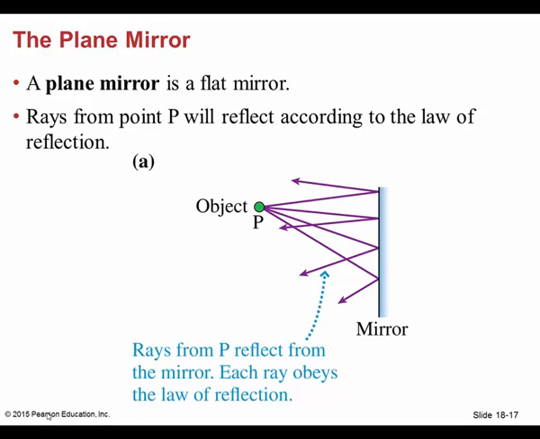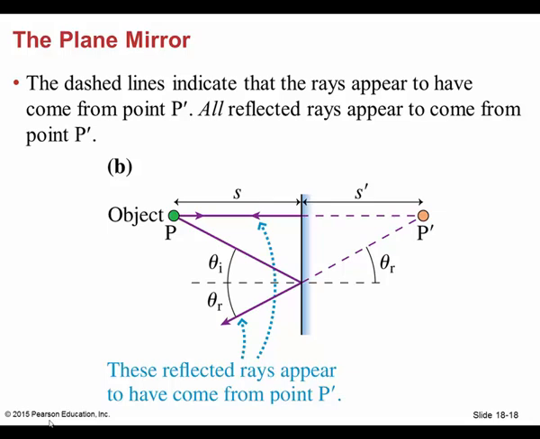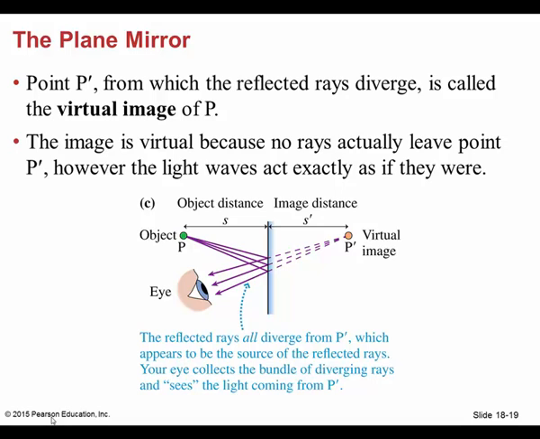Now, a plane mirror, of course, is just a flat mirror. When you stand in front of a flat mirror or a plane mirror, the object you see is the same size as the object that's being reflected. So in other words, the object size and the image size will be the same. They are equal.